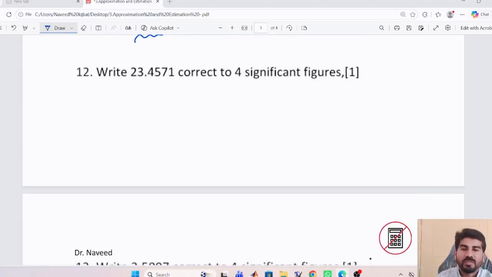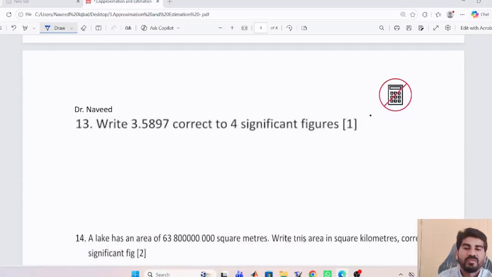Next question is question number 12, 23.4571 correct to 4 significant figures. And you can see these are the two significant, then these are the two significant figures. This one is the 5. This 5 is actually the fourth significant figure. Then we have to check the next digit is greater than 5. So we have to add 1 in 5. So this will be 23.46, and there are the 4 significant figures.